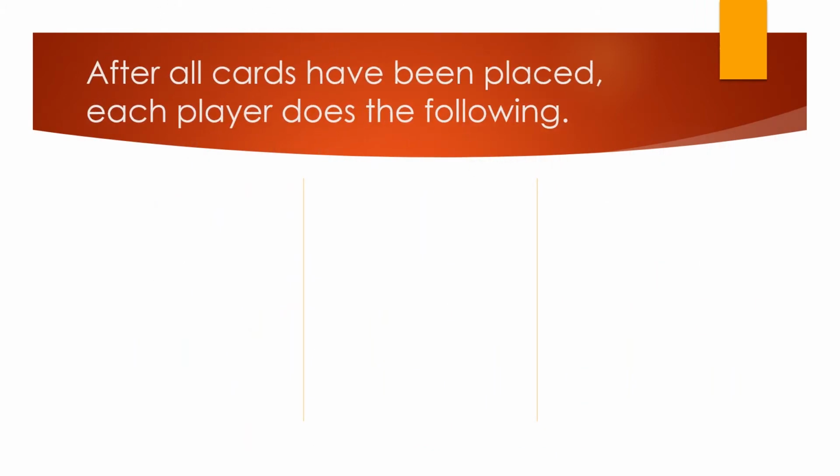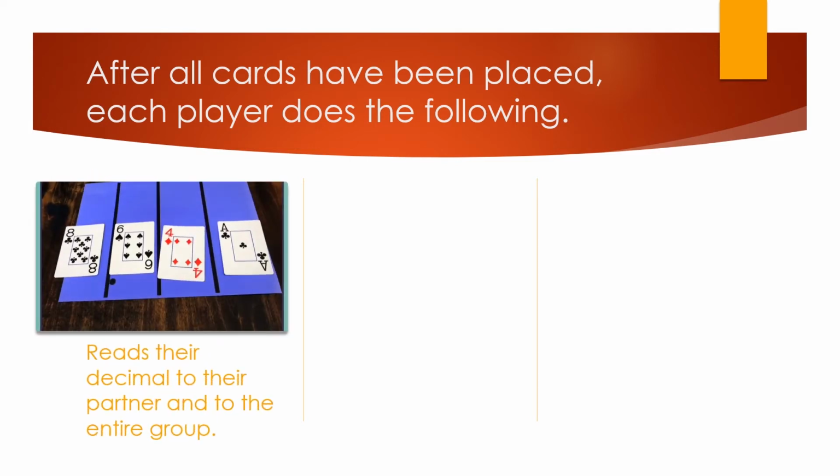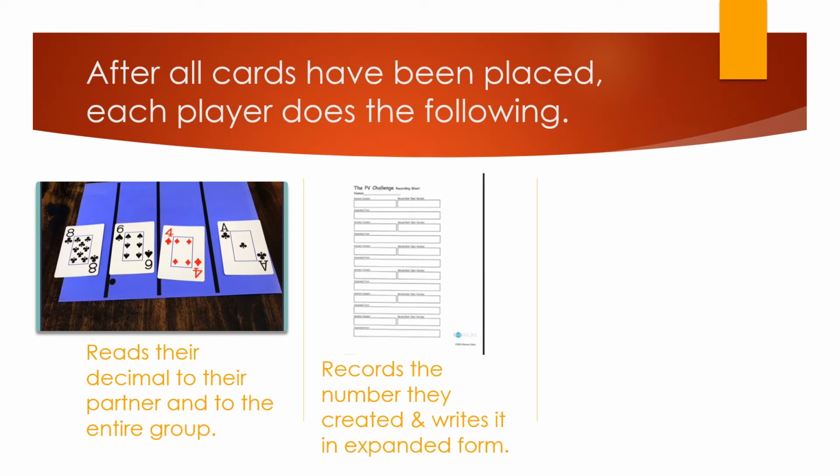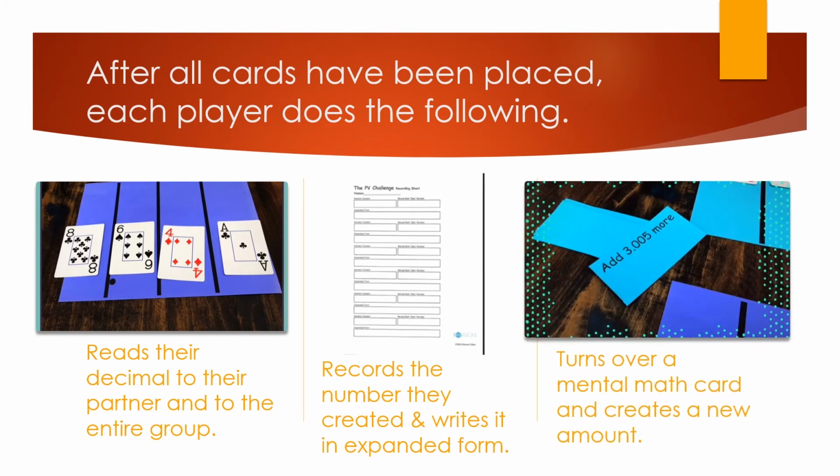After all cards have been placed, each player does the following. Reads their decimal to their partner and to the entire group. Records the number they created and writes it in expanded or word form or both. And then records a new number after the leader has turned over a mental math card.